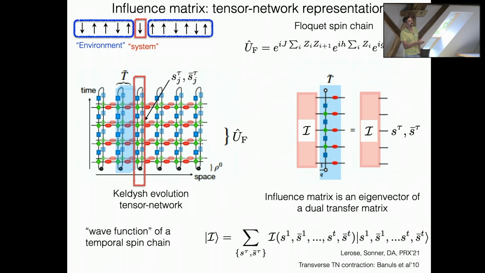So one way of looking at it is that you need to solve this eigenvalue equation for the dual transfer matrix. And the solution would be exactly the influence functional. And so I can also view this tensor, the influence functional in this context, so I'm going to call it the influence matrix because it has become discrete. I can also view it as a fictitious wave function defined on this temporal spin chain, right? So it would be just a wave function where states are different configurations on the forward and backward contour.